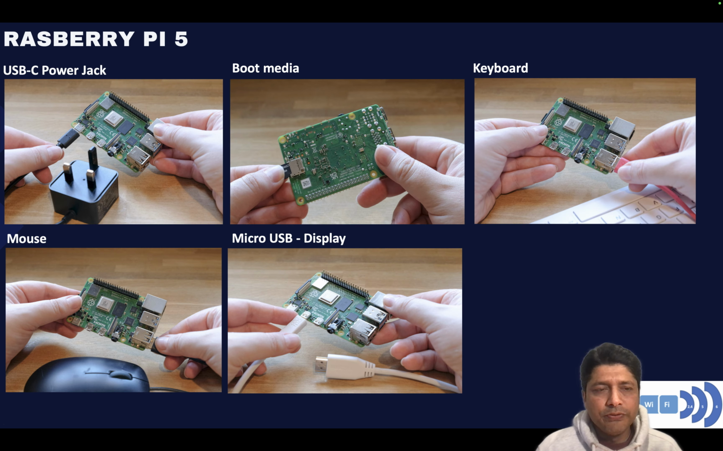So this is how you can connect this Raspberry Pi 5. You can see on the left, the very first picture is showing how you can connect the power jack or USB-C power jack. And then you have got boot media, which is a micro SD card, which is used as your hard disk on this mini computer, or I would say compact single board computer. You got a keyboard which can be connected to USB. You got a mouse which can be connected to another USB port, and then you got micro HDMI which can be connected to a monitor.